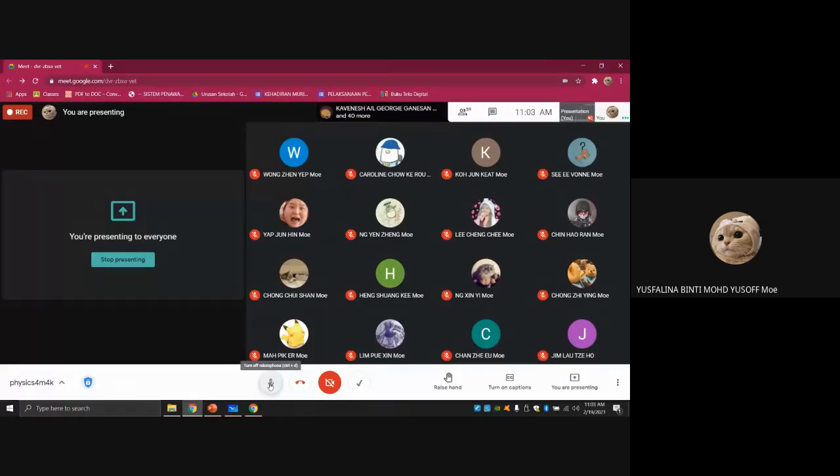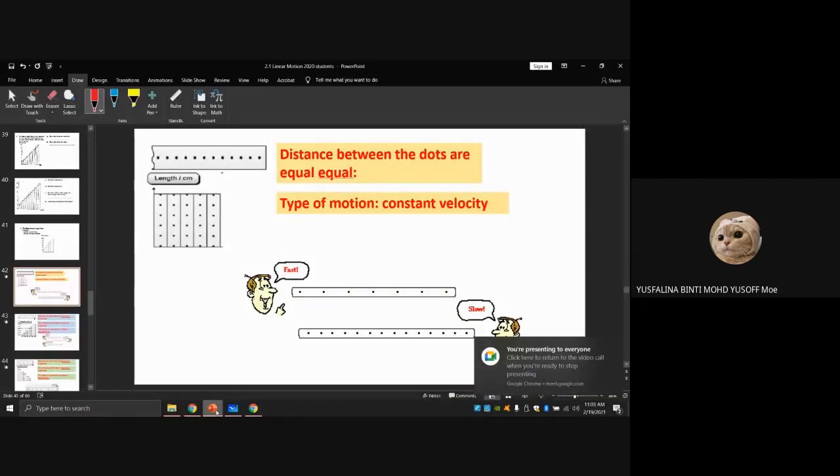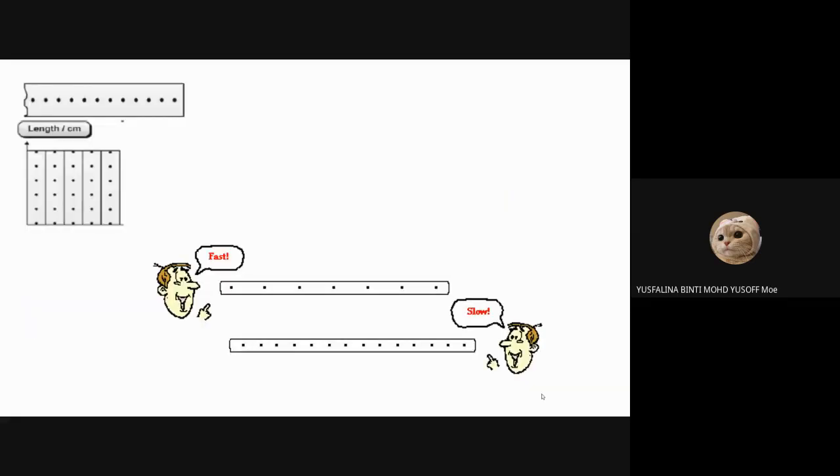So today we continue our lesson. On Tuesday, I already taught you how to calculate the acceleration using the ticker tape, and how to find the velocity, and also how to find time and displacement using the ticker tape. So now we're going to analyze the motion of the ticker tape.